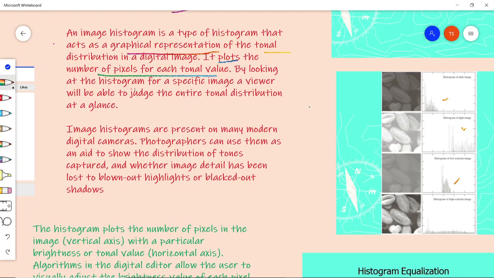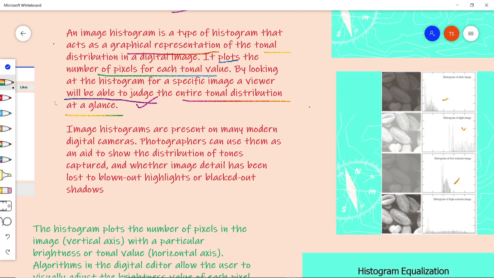By looking at the histogram for a specific image, a viewer will be able to judge the entire tonal distribution at a glance. So by seeing the histogram, we can see the brightest pixel values, the intensity values, and which are light, thick, thinner, all of those, easily within the histogram plot.